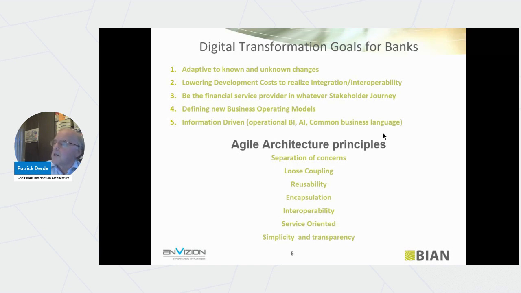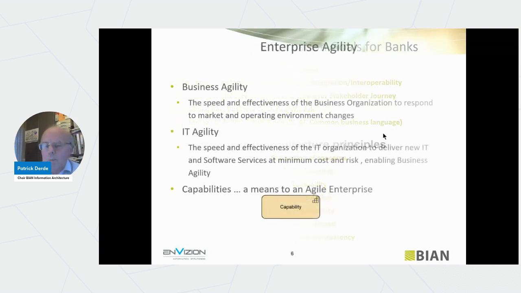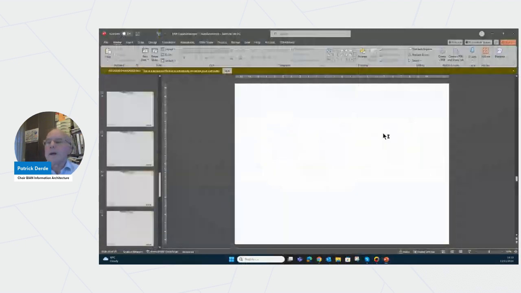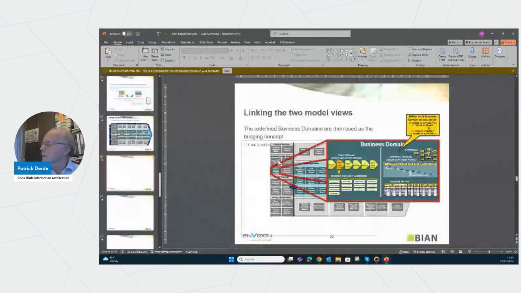We call them the agile architecture principles, which are not defined by BION, but which are generally defined in architecture in general. It's about separation of concerns. It's about interoperability. It's service orientation, and so on. But when we are talking about agility, I want to introduce the word enterprise agility, because when we're talking about agility, it's the whole system that needs to be.